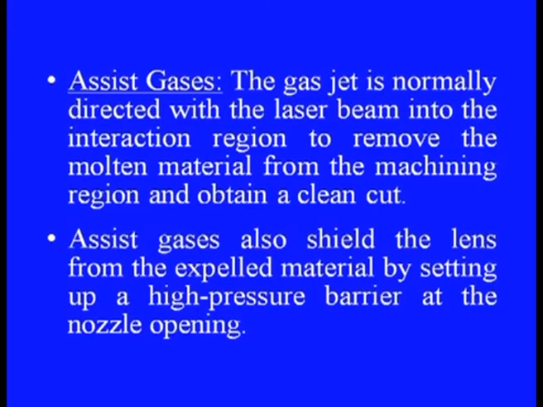The assist gases also shield the lens from the expelled material by setting up a high pressure barrier at the nozzle opening. This is another important function of the assist gas system, for usually the lens systems used in laser focusing are of very high quality and costly. Therefore, it is to be assured that these lens systems do not get affected very easily by the evaporated work material. It is needed that the evaporated material be sent away as far as possible from the lens system, and once we use this assist gas system, it does this function as well.